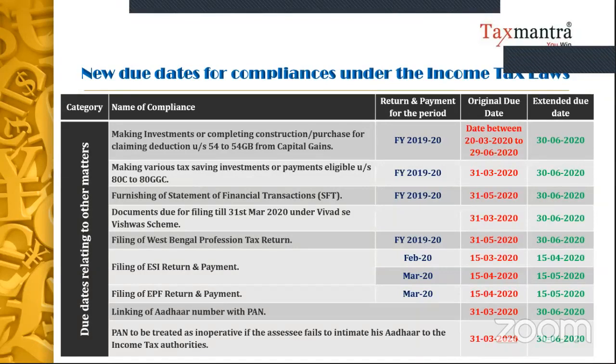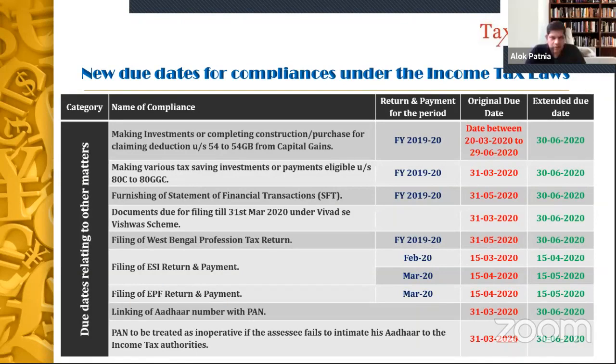Now, furnishing of the statement of financial transactions, that is SFT filing, for specified transactions that every corporate or any individual liable to furnish the return needs to file for the financial year 1920. Earlier the due date was 31st May, which has now been extended to the 30th June 2020. And documents due for filing till 31st March 2020 under the Vivad Se Vishwas scheme have also been extended to 30th June.